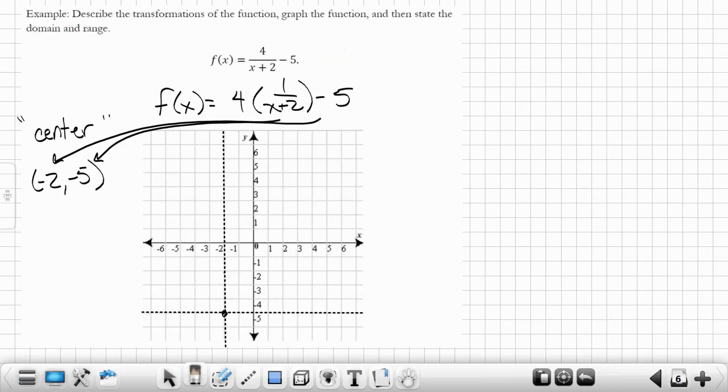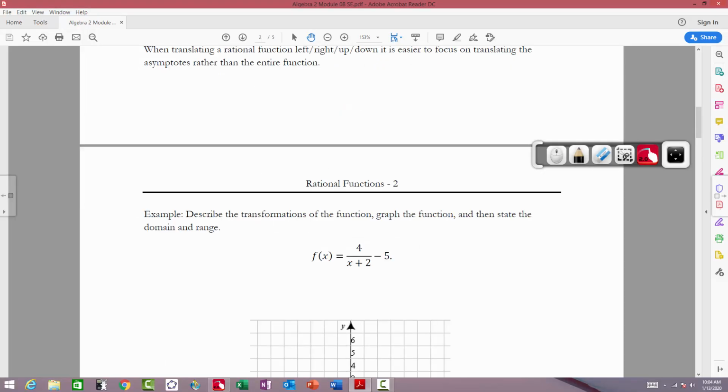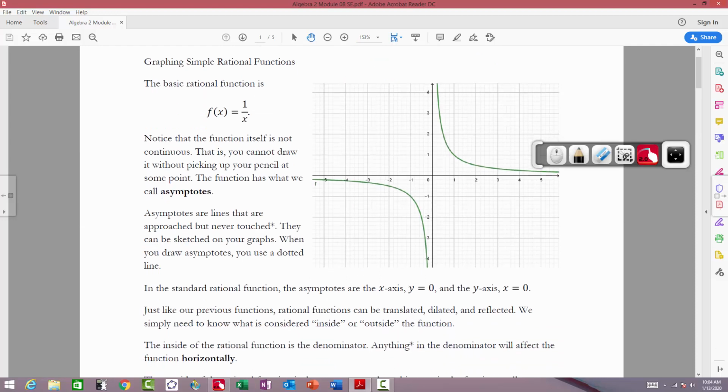I didn't bring it over. Okay. Let me just copy it from over here then. There it goes.